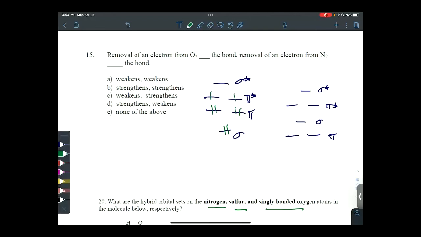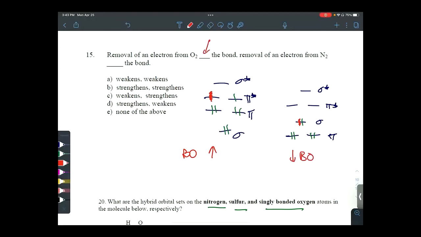So oxygen has 2 electrons in antibonding. When you do 6 minus 2 over 2, you get a bond order of 2. And then nitrogen is just like that. And so we're removing an electron. You can calculate bond order for the cation, but I like to think: if you remove an electron from O2, you're removing an electron from antibonding, so you strengthen it. The bond order goes up for oxygen. For nitrogen, when you remove an electron, you're removing it from a bonding orbital, so your bond order goes down.